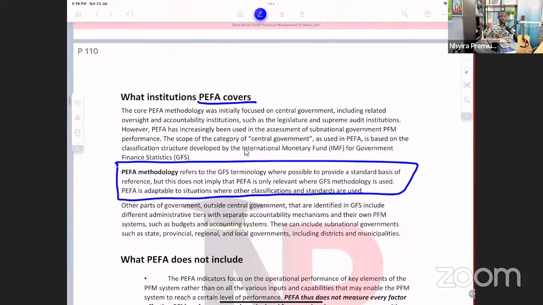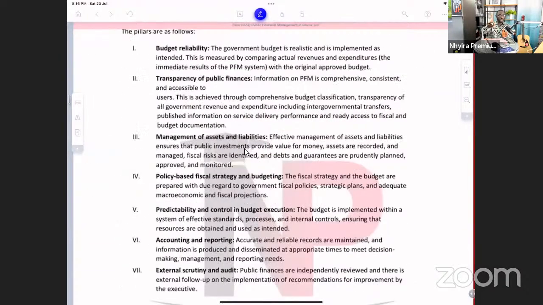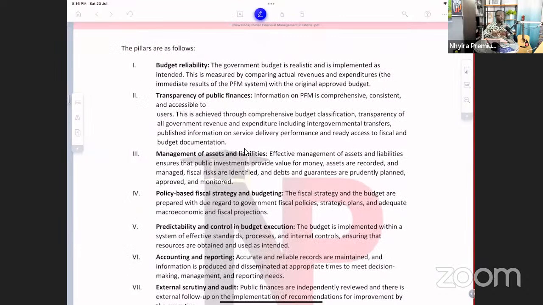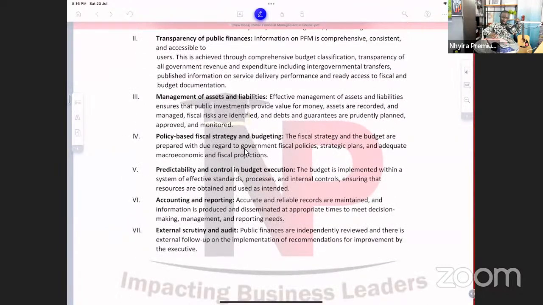What institutions does PEFA cover? The core PEFA methodology was initially focused on central government. So that is why we use those seven pillars. When we talk about the methodology of PEFA for measuring public financial management performance, we are talking about those seven pillars: budget reliability, transparency of public finance, management of assets, policy-based strategy, and all these.